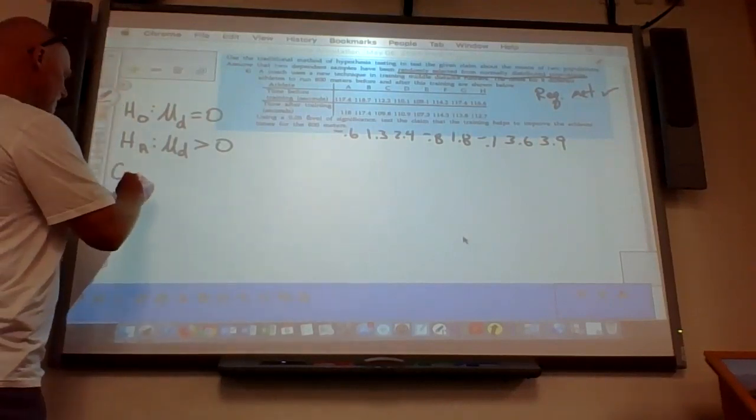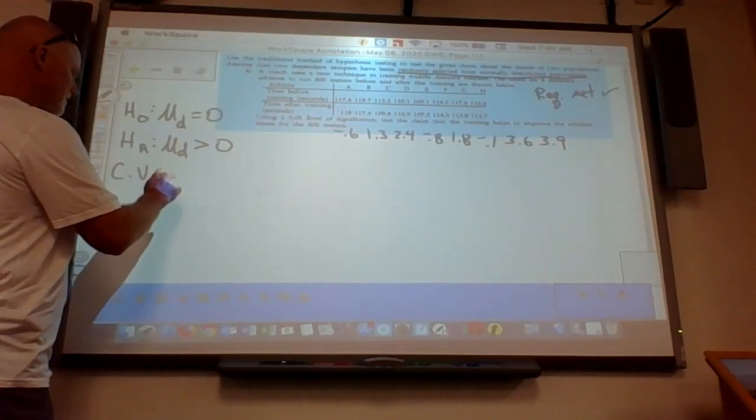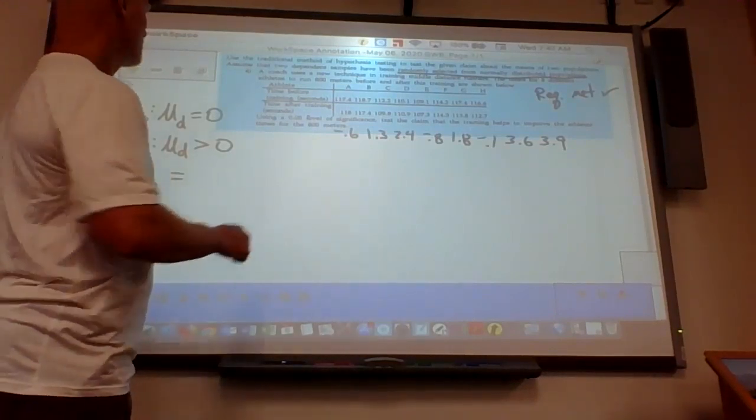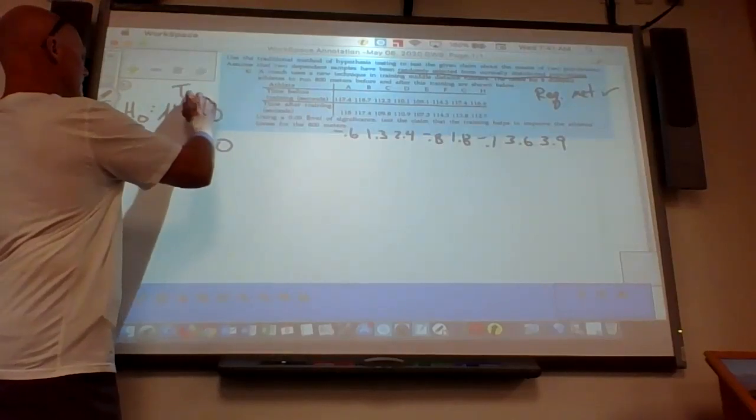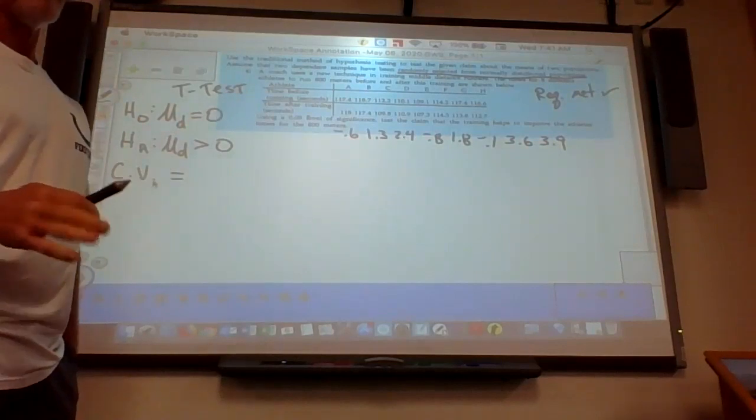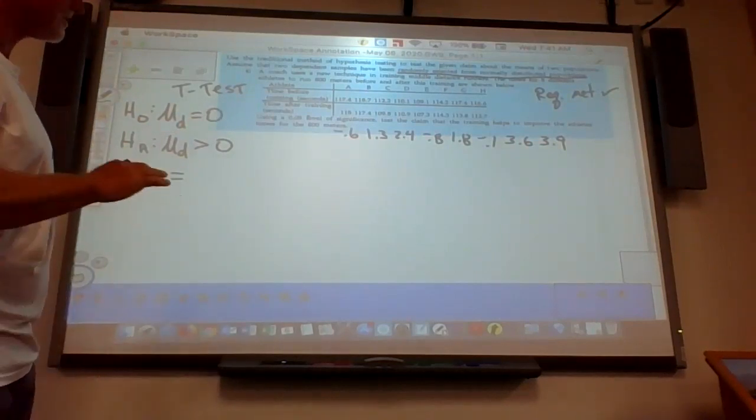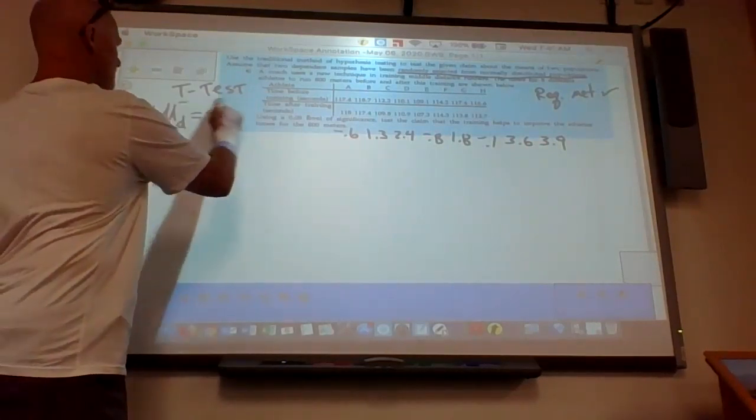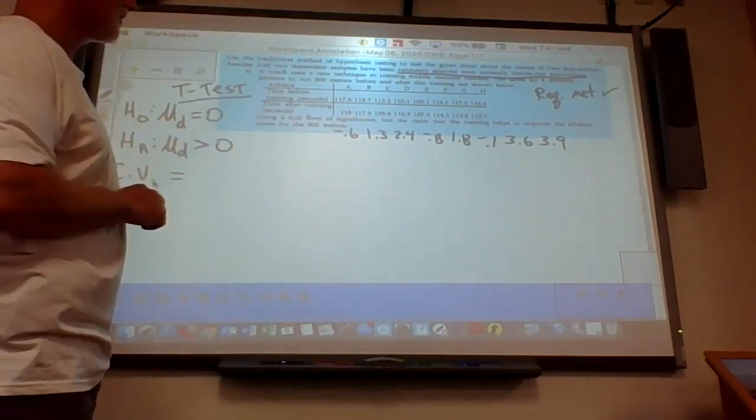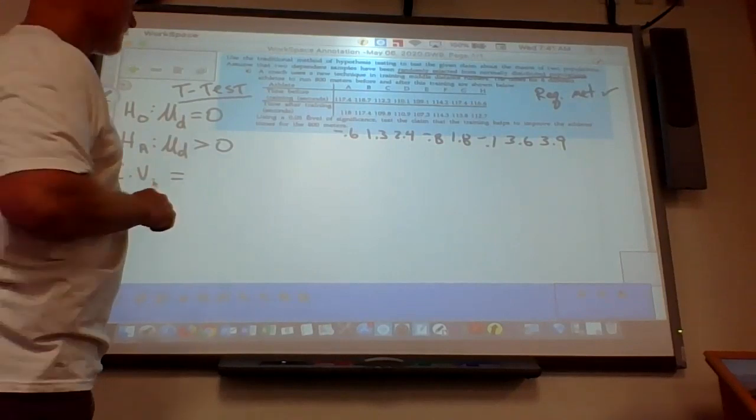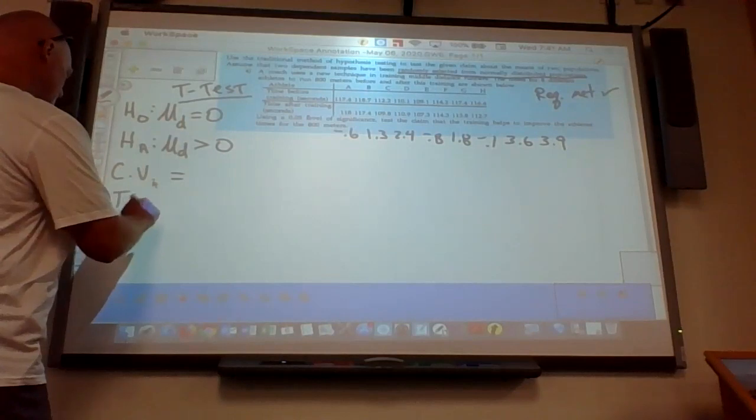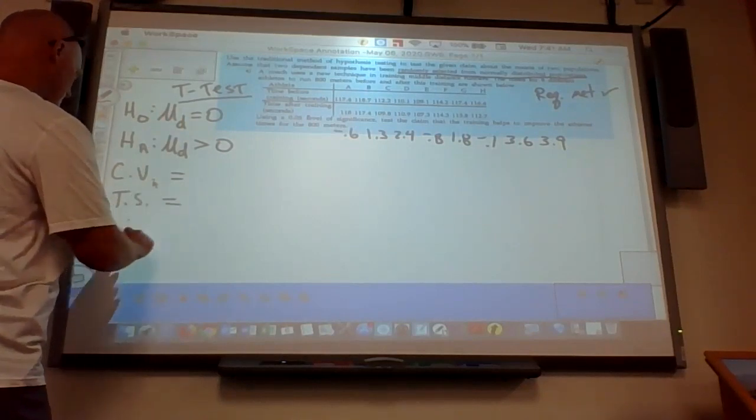So then we have a critical value. And just so you know as well, this is a t-test. So I'm going to write that up here because it's not two sample, it's not any of those, it's just a straight simple t-test. I've put all that information on your answer sheet, so you'll see that. And then we have our test statistic and our p-value.